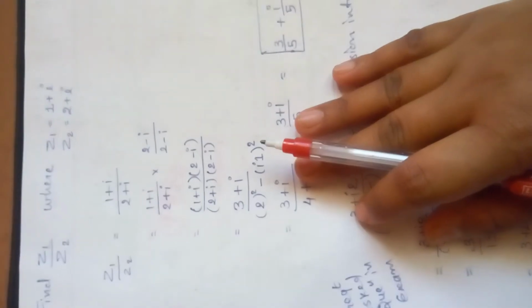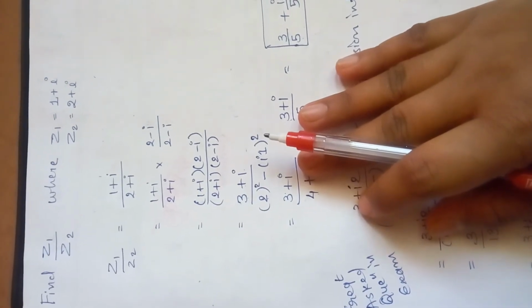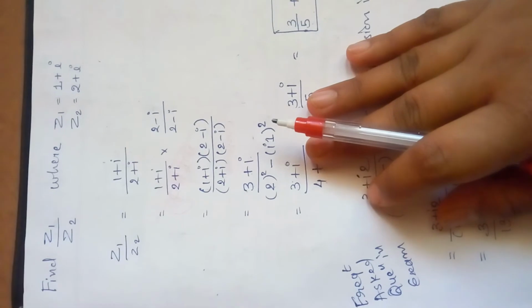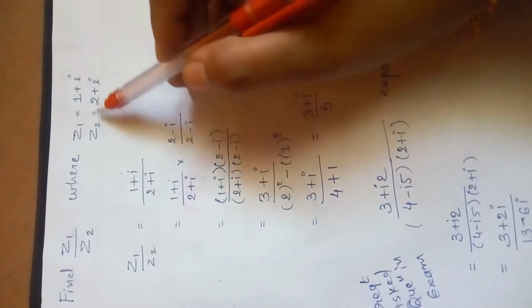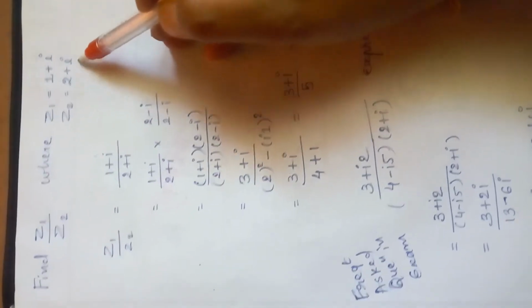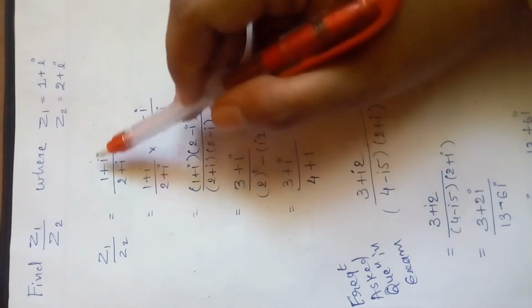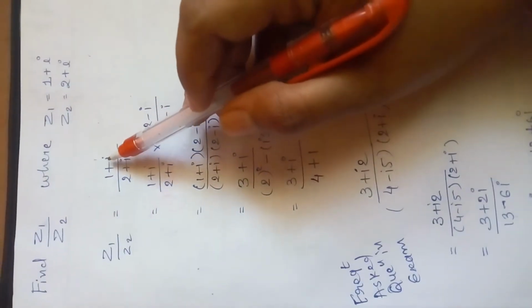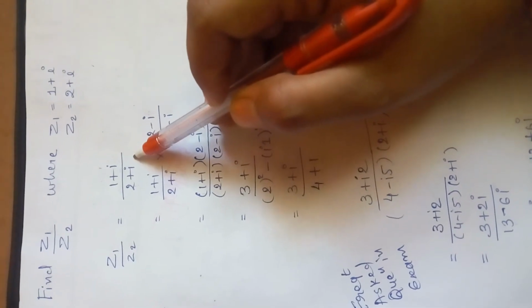I am taking this example of a division, so you will get to know multiplication as well as division in the same example. So here I have taken z1 is equal to 1 plus i, z2 is equal to 2 plus i. If we put this value in a question, then 1 plus i, 2 plus i, numerator and denominator respectively.